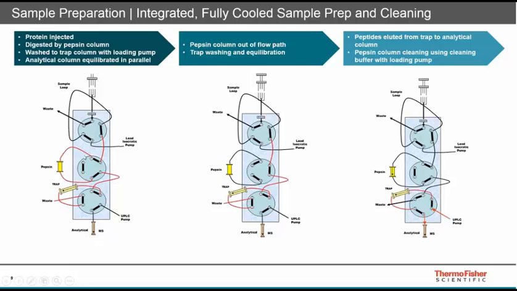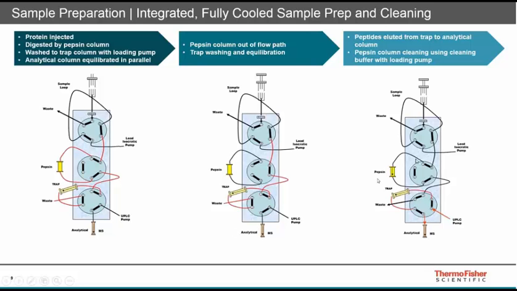Now in the next step, we do switch the valve in the middle that takes then the pepsin column out of the flow. The flow still provided by the loading pump then runs via the trapping column out to the waste and cleans everything that's not binding, any residual salt and things that we don't want to push later on onto the analytical column. The equilibration step on the analytical column is still ongoing.